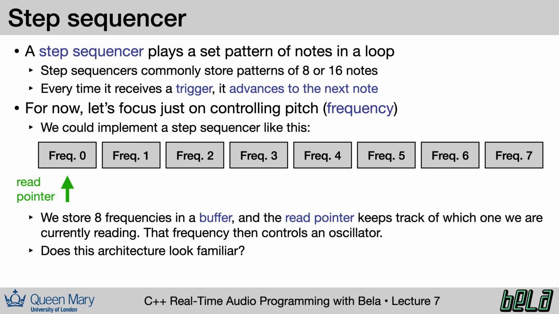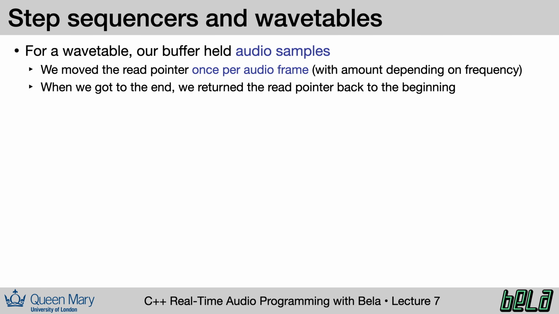Implementation-wise, we're storing 8 values inside of a buffer, or an array, and the read pointer is going to keep track of which element of the array we're reading at any given time. Then we'll use that to control an oscillator. If you've been following along with the lectures since the beginning, this idea of an array plus a read pointer should sound familiar. What does this sound similar to? Well, it's very similar to playing a wavetable, so let's compare these two.